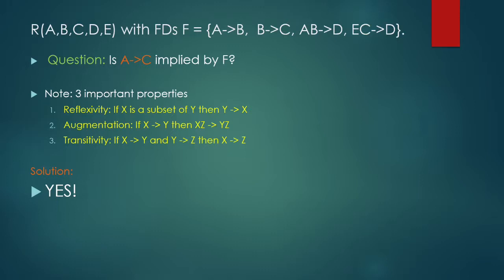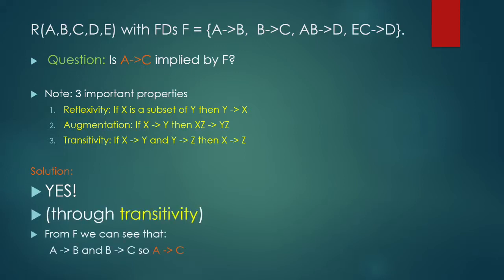Is A goes to C implied by F? The solution to this is yes. The explanation is through transitivity. From F, we can see that A goes to B and B goes to C, so without doubt, A will go to C.